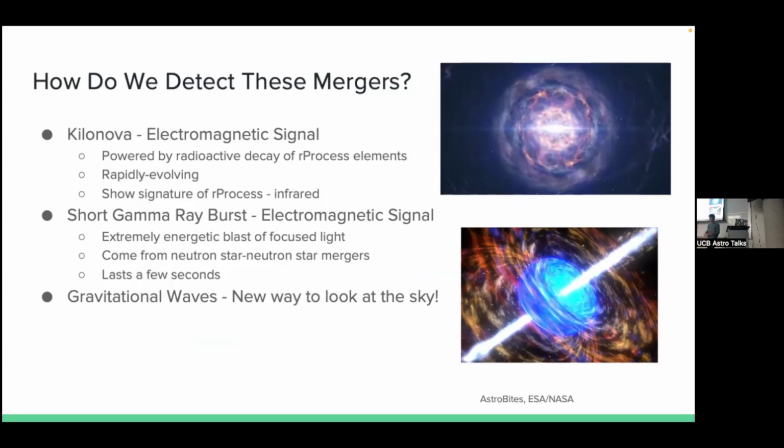as it falls inwards, slams into the surface of a newly formed neutron star, and bounces off and goes flying into space. There are, of course, some more details other than that, but that's kind of the general picture.